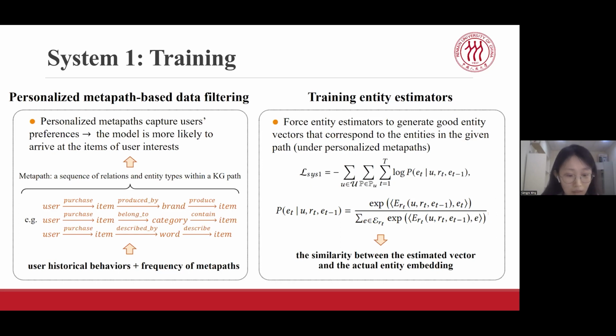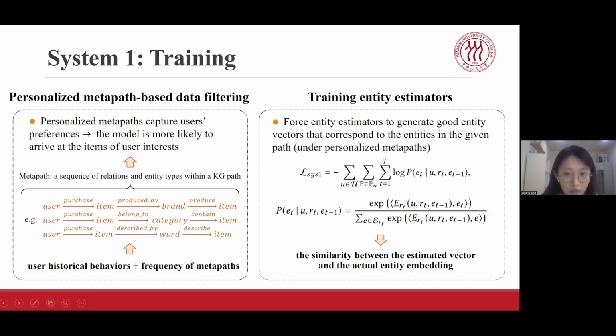Formally, a metapath is a sequence of relations and entity types within the knowledge graph path. Here are some examples of metapaths, and how the model uses this metapath during reasoning. System 1 picks a path under some metapath from the personalized metapaths, and then uses the relations and entities in the path to supervise the training of the entity estimators.